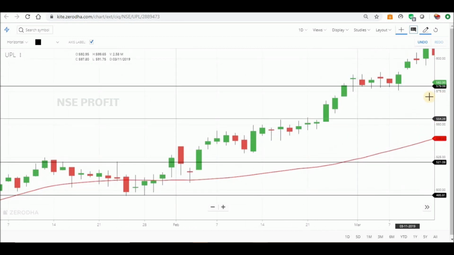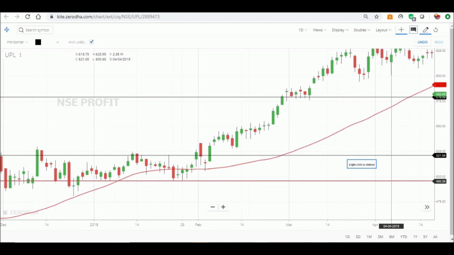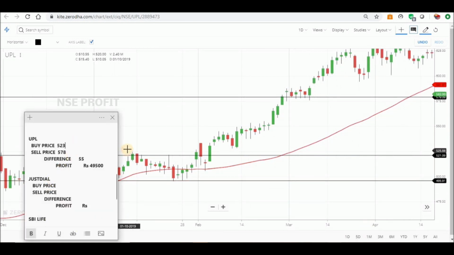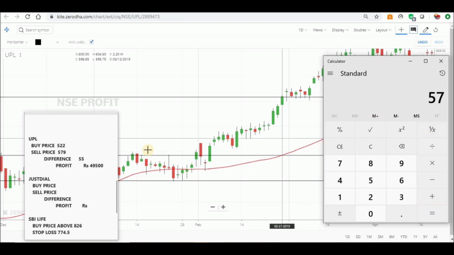So what is the price? 579 is the price. Our entry price is 522 and exit price is 579. So let's calculate what would be our profit. So for UPL, buying price is 522, selling price is 579. Let's calculate the difference here. 579 minus 522 comes to 57 points.